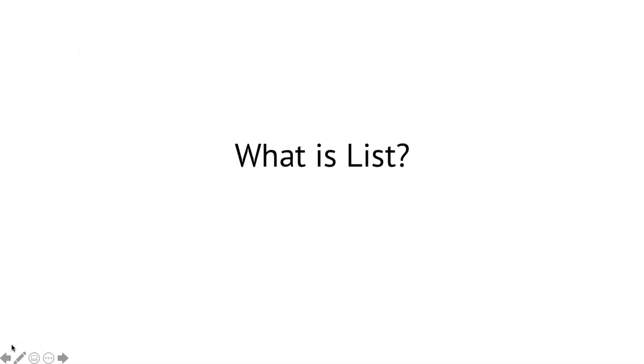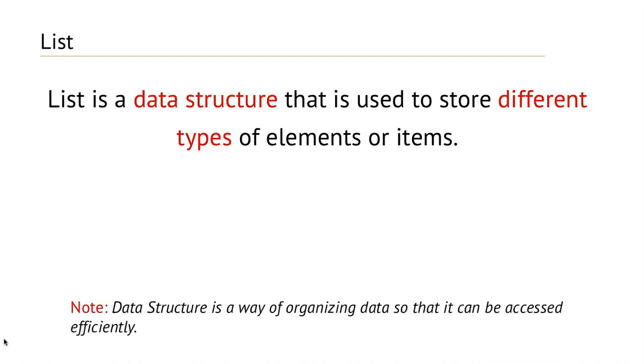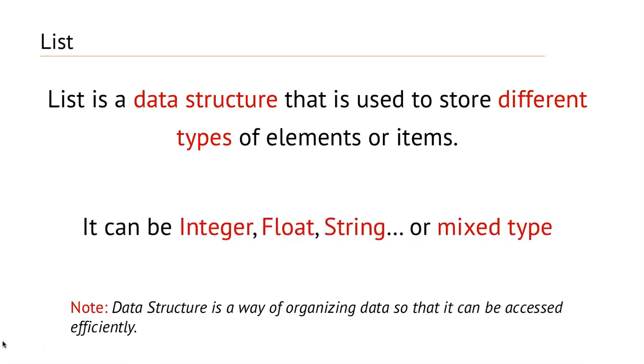Now let's see list. List is a data structure that is used to store different types of elements or items. Means list is a way of organizing data in which we can store different types of elements or items. It can be integer, float, string, or mixed type. Mixed type means the list can have a mix of integer, float, or string.